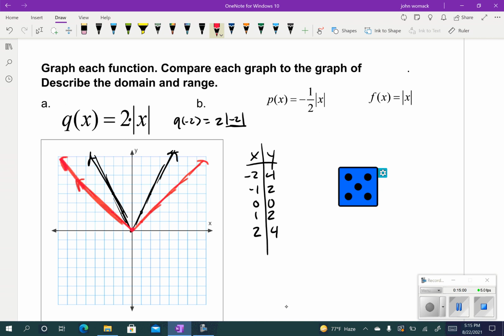So if we want to describe how this graph changed from the original parent graph, which I have in red right there, what would we say? It's steeper. The exact terminology is actually this. I want you to write this down. We say it is a vertical stretch.